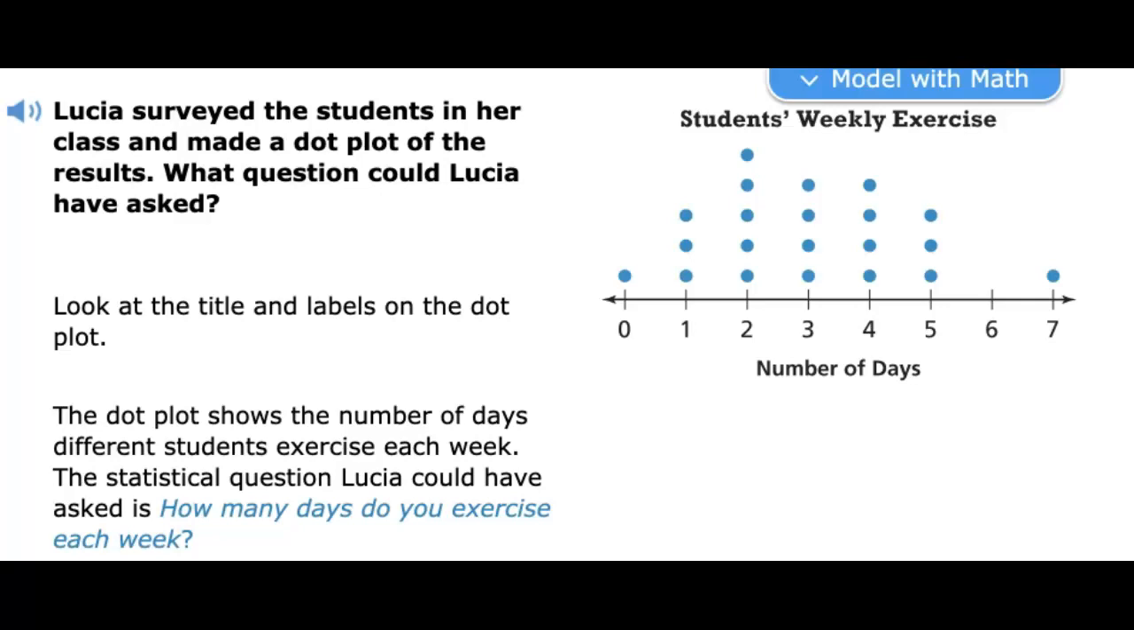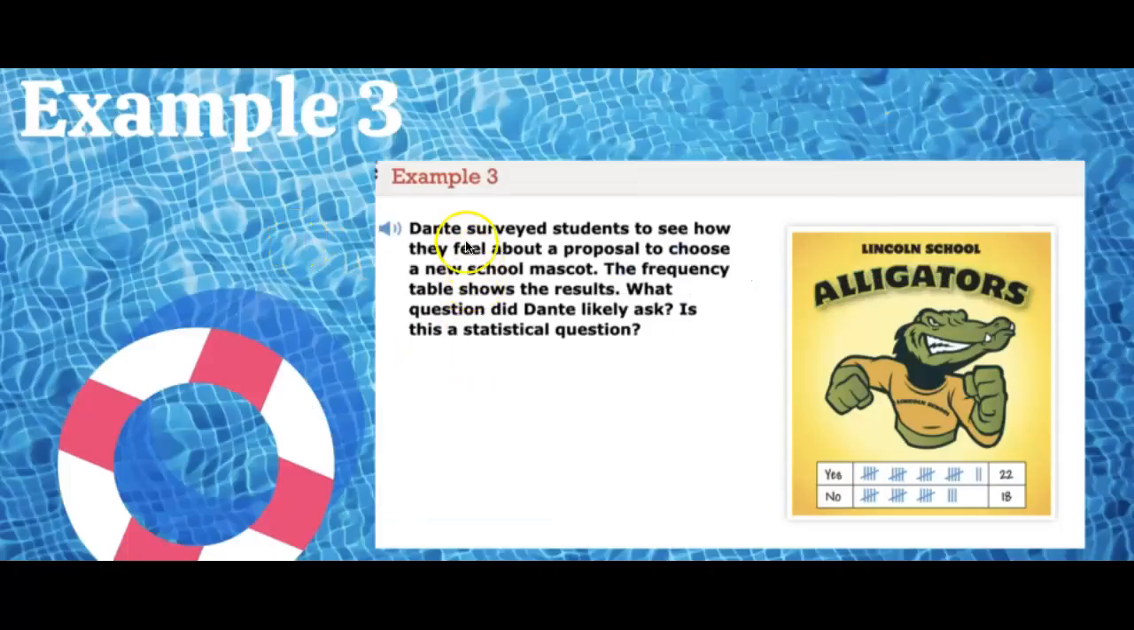Okay. Example number 3. Dante surveyed the students to see how they feel about the proposal to choose a new mascot. The frequency table shows the result. What question did Dante likely ask? Is this a statistical question? Remember this morning you said yes and no? So we'll identify if we were correct, whether it is statistical or not.